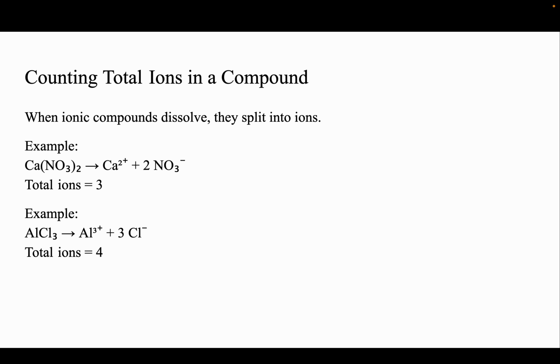Finally, counting total ions in a compound. This is probably the easiest thing. You basically just count up the subscripts. So in the calcium nitrate, we have 1 calcium and 2 nitrate. 1 plus 2 equals 3. Remember, we already performed the crisscross method to get the formula. 1 plus 2 equals 3. And another example, aluminum chloride. We have Al +3, Cl -1, crisscross method. Al1, Cl3, 1 plus 3 equals 4.